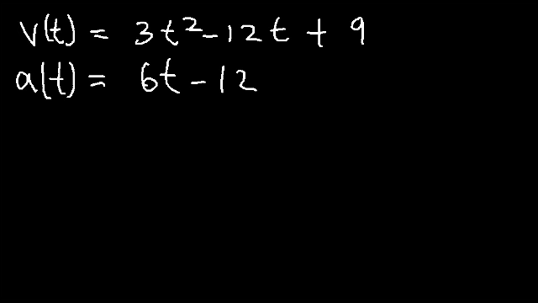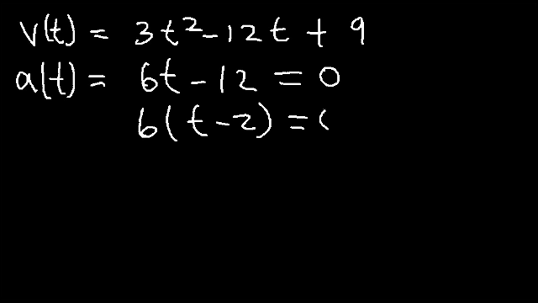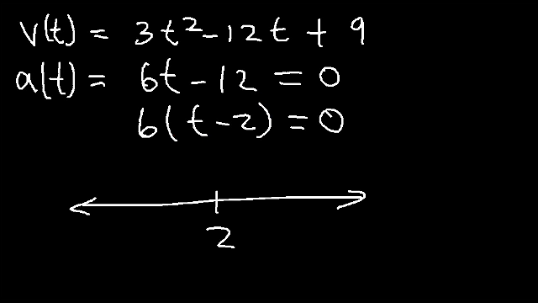Now let's set the acceleration equal to 0, and let's see when it's positive and when it's negative. If we factor out a 6, we can see that the acceleration is 0 at t equals 2. So now we need a number line. Now we know the graph, or this entire problem, is bounded from 0 to 5.